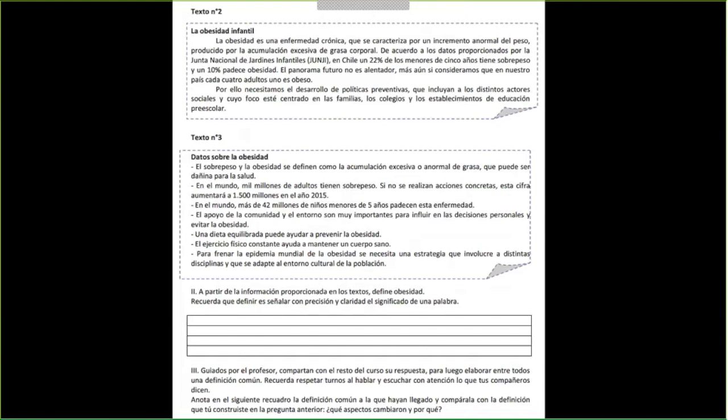I really love this particular one. This has a little blurb. So the second text, they have various texts, and this particular one is a little blurb that talks about infant obesity. And then text number 3 gives statistics about obesity. And then in the third section that doesn't have the dotted line around it, they're supposed to define obesity based on what they've read in the previous texts. And then they're going to share their responses with a partner.